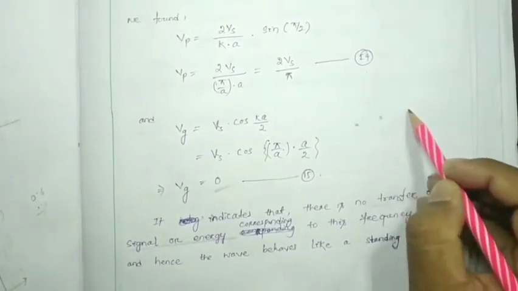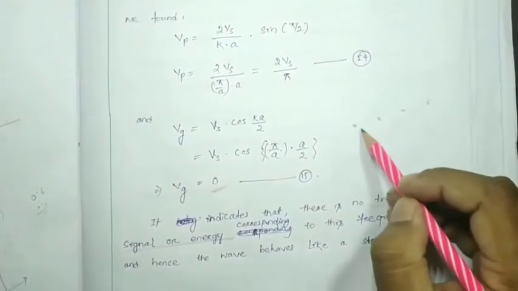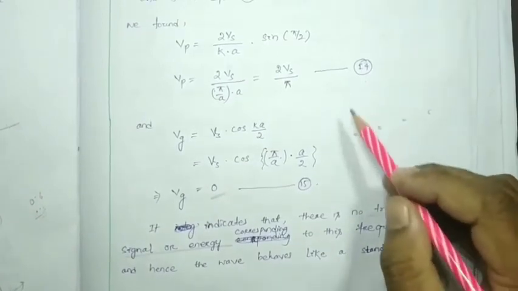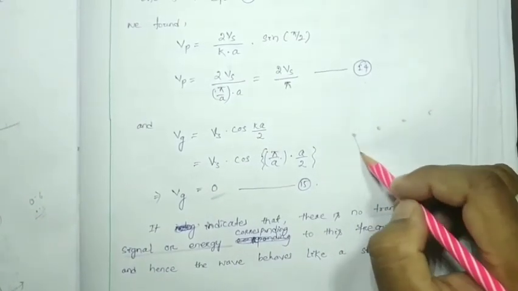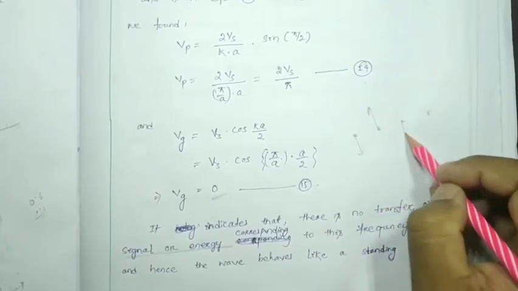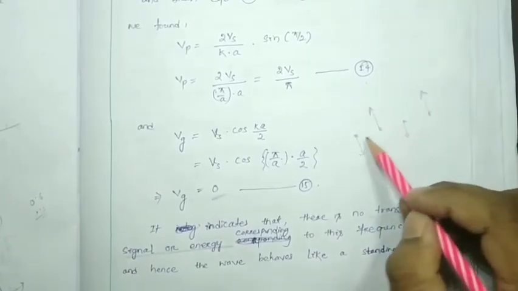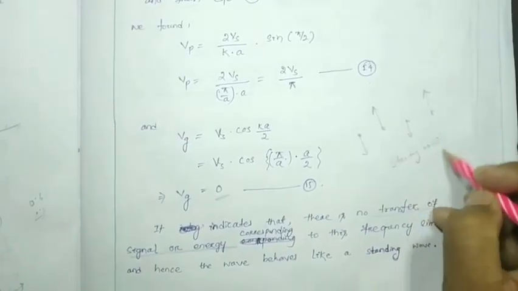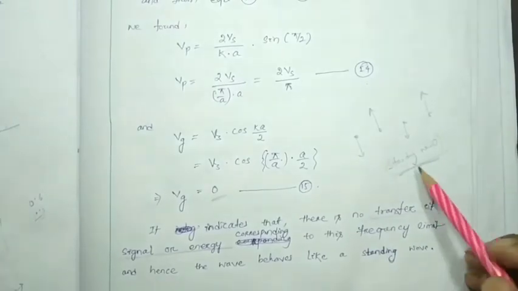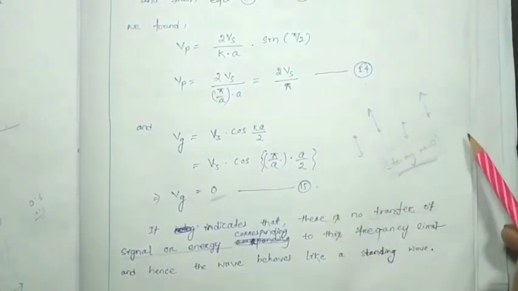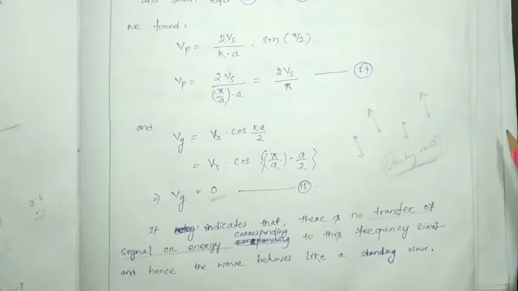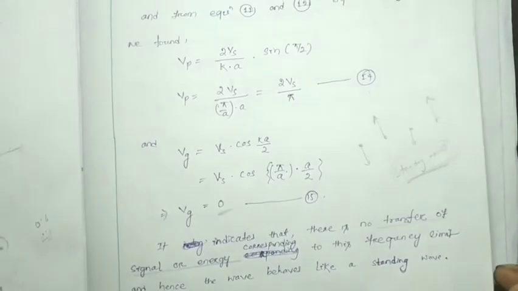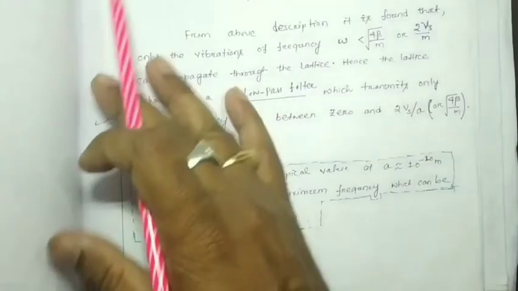That means we can say that, for these atoms, the conjugate atoms are moving in opposite directions. This is moving in this direction, and this is moving in this direction. In this way we get a standing wave. We know that for a standing wave there is no transfer of signal or energy. So this standing wave can be represented by this figure.